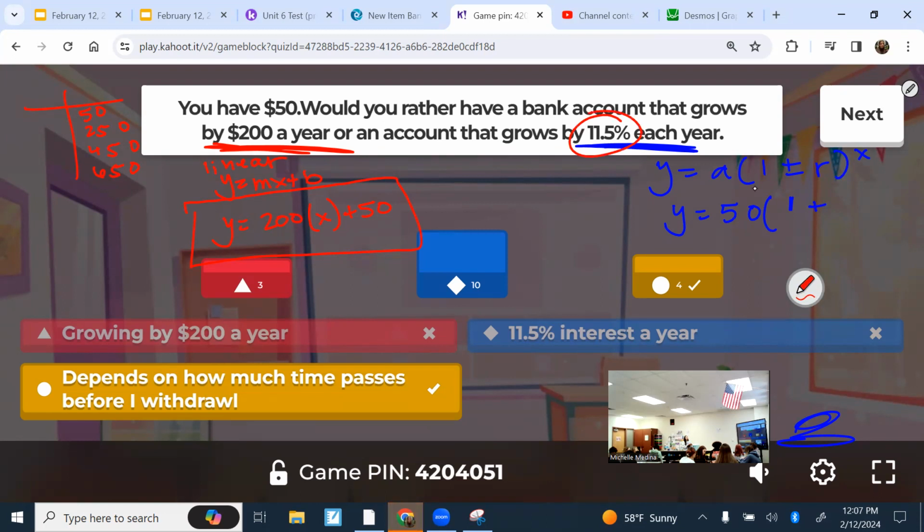So many of you put in the parentheses 11.5, and it shouldn't have been. What should it be as the equivalent decimal? 0.115. You should have divided it by 100%. That way the percent signs cancel, and then you get the equivalent decimal, which is 0.115. All right, and then to the x power, this one didn't specify a time frame. If it was like our test that we took, where it was like an 18th birthday gift, then we would be plugging in the 18.